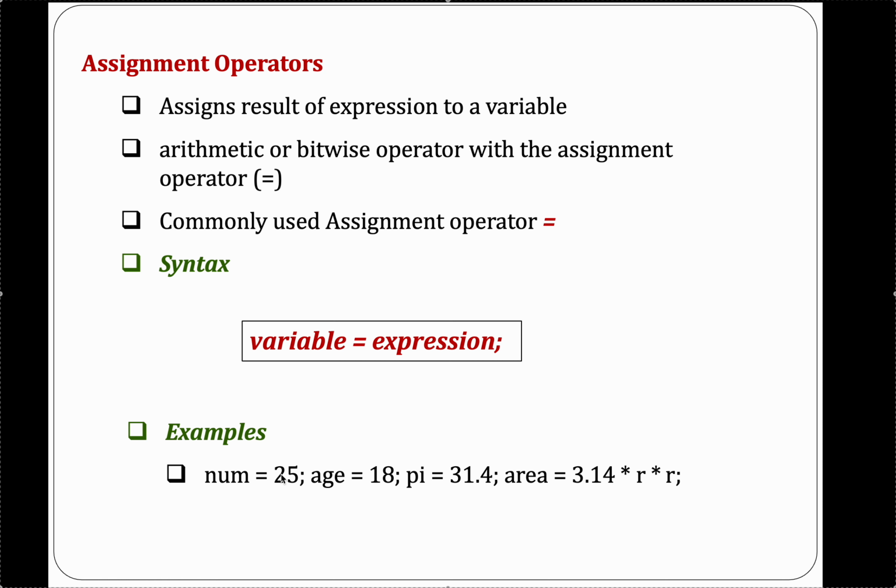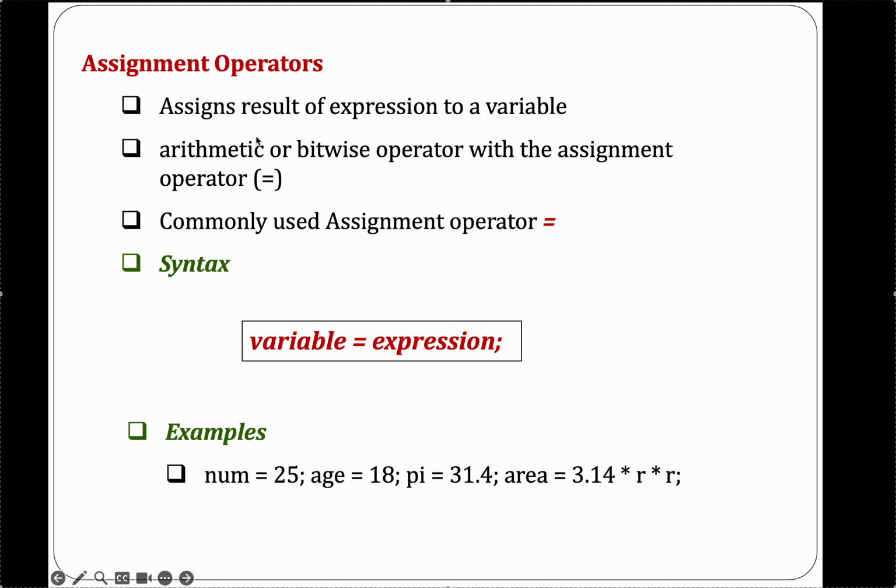Let us discuss a few more examples of the assignment operator. Num equal 25. Now 25 is a value which is assigned to a variable called num. Likewise, 18 is a value which is assigned to a variable called age. 3.14, actually there is a typo, 3.14 is assigned to a variable pi. And look at this, area equal 3.14 multiplied with r. This is an expression. After evaluating this expression, the result will be stored in the variable called area. So this is called the assignment operator.